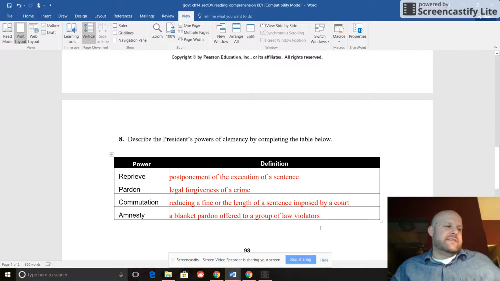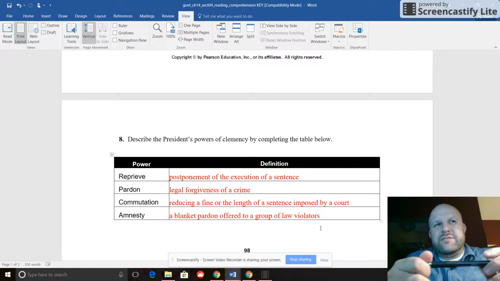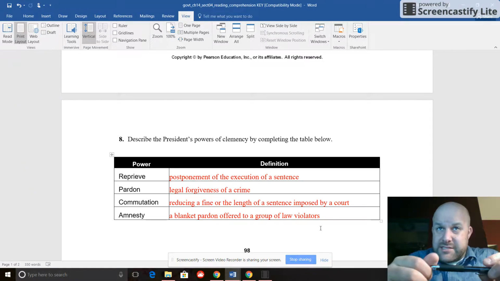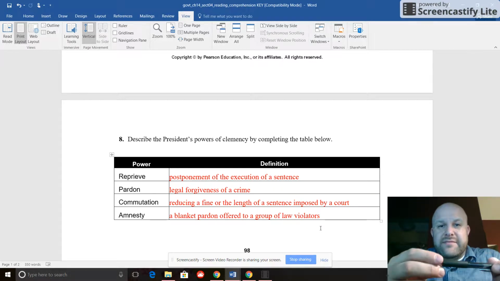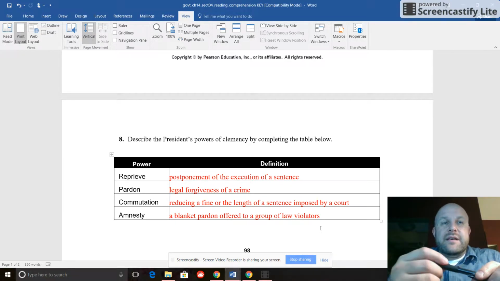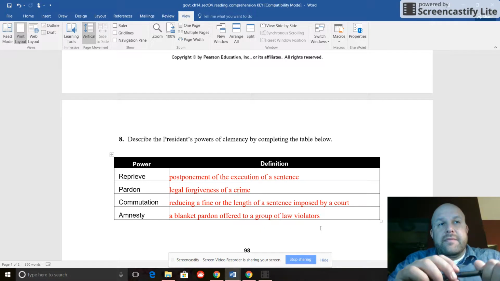Powers of clemency. These fall under the judicial powers. I mentioned this in class too, when I was talking about presidents having the power to issue pardons or even reprieves, postponements of the execution of a sentence, even from the death penalty if such a matter came up. Usually not on a state level, but on a federal level. Again, these are all federal crimes that fall under the purview of the federal court system, which we'll talk about in subsequent chapters.